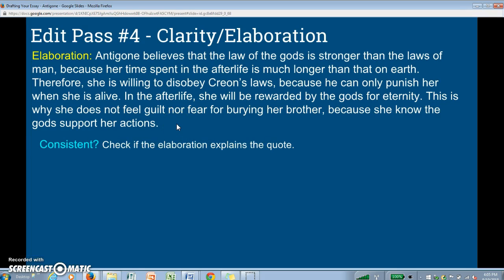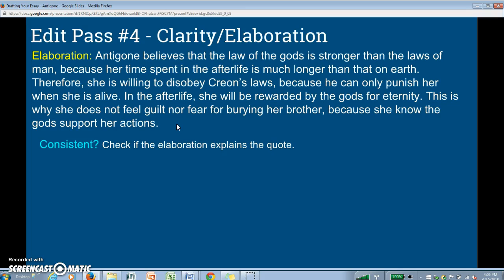Well, first, you need to make sure that it's consistent with the quote that precedes it. So your evidence needs to be about the same thing that your elaboration is about. The purpose of your elaboration is to explain what your quote means, why it's important, and how it relates to the rest of the essay.